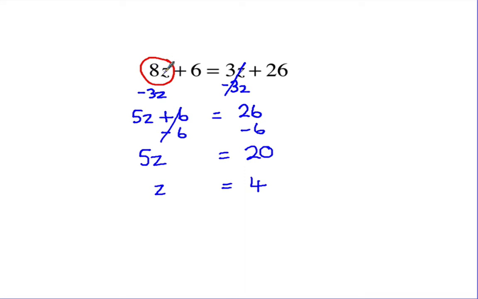You can check that it works. 8 lots of 4 is 32, plus 6 is 38. And 3 lots of 4 on this right hand side is 12, plus 26 is 38. So that side equals 38, that side equals 38. It must be correct. They're equal to each other.